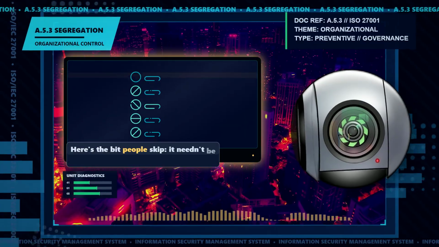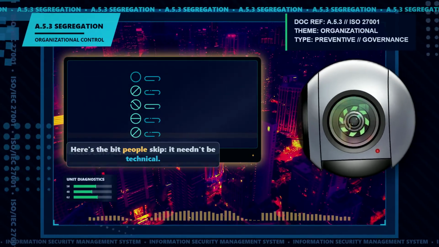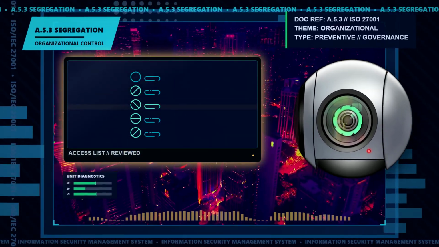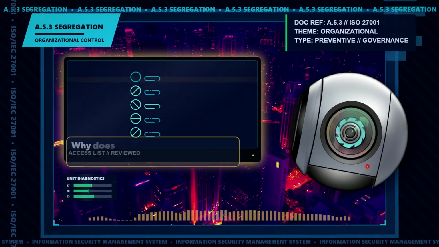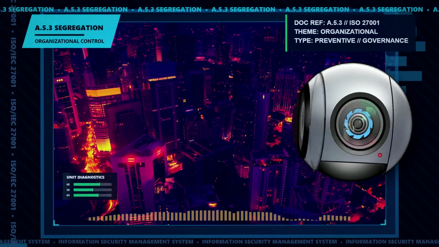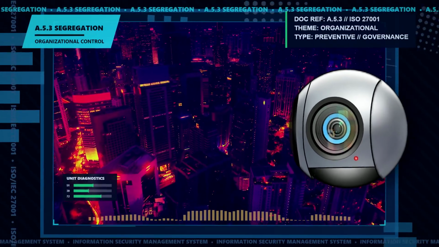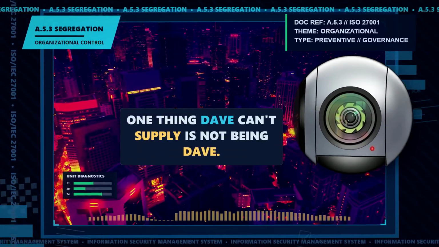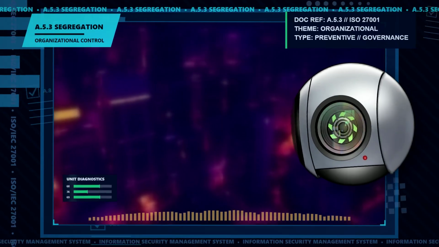And here's the bit people skip: that someone does not need to be technical. A founder can look at a list of 11 names and ask why a person who left in March still has an active account. That is not a skilled task. That is a task requiring one thing Dave structurally cannot supply, which is not being Dave.